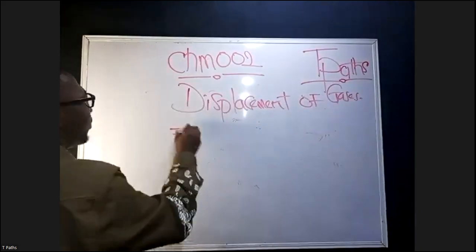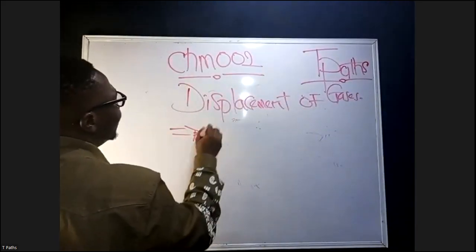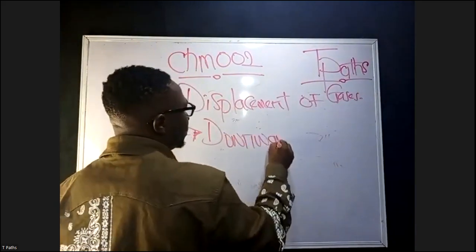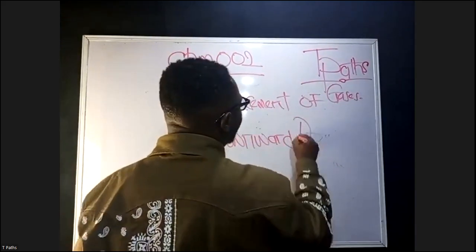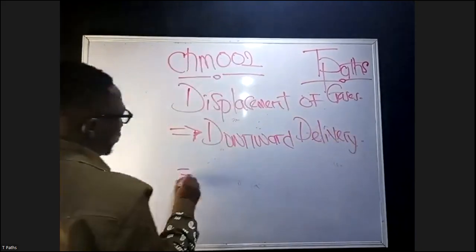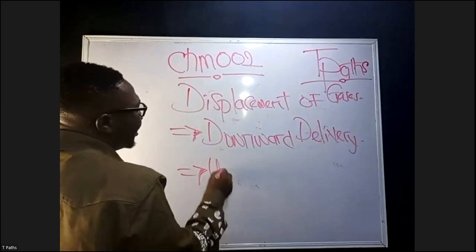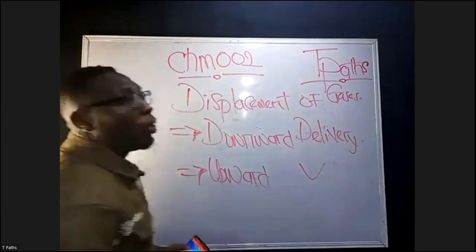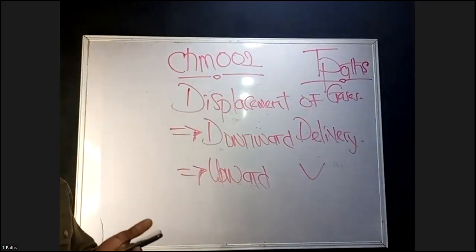So it's in two parts. Number one, we have what they call downward delivery. And we have what they call upward delivery. Please, it is no different from what you know. Downward and upward are the same as in everyday English, but we need to understand something here.